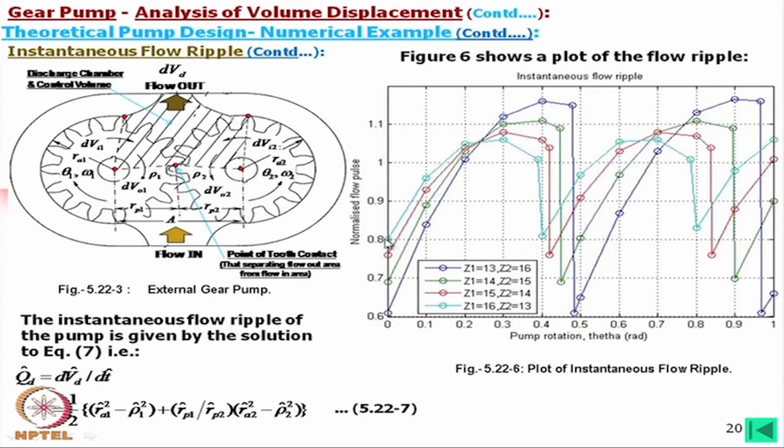So, I think this one for 16 teeth is 0.4, whereas for 13 teeth it is around 0.5. Anyway, this calculation is not that difficult, but you can see this ripple. The ripple is increasing definitely if the driving gear teeth number is small.